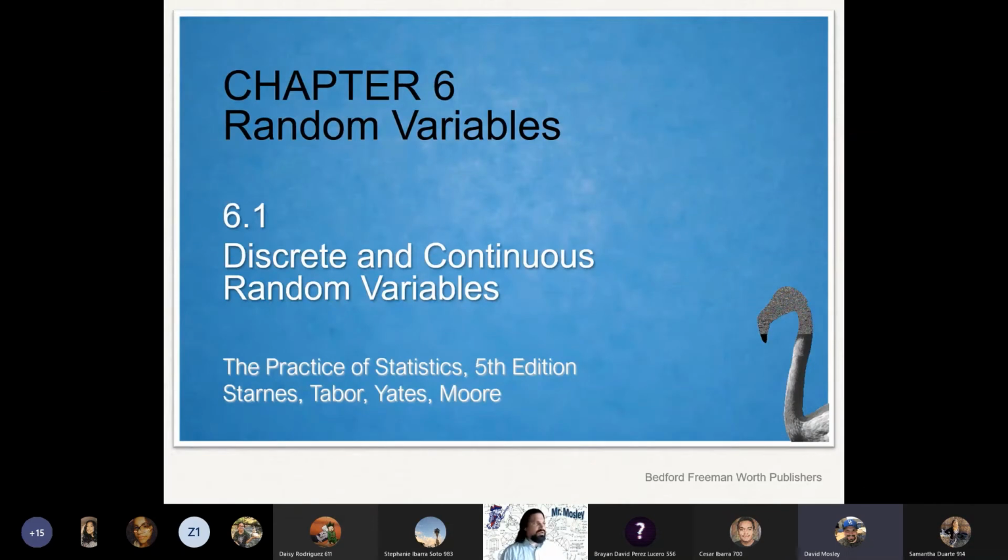So here we go. Chapter 6, random variables. Section 6.1 is on discrete and continuous random variables. And again, this was created by the people who made our textbook. All right, so here we go.